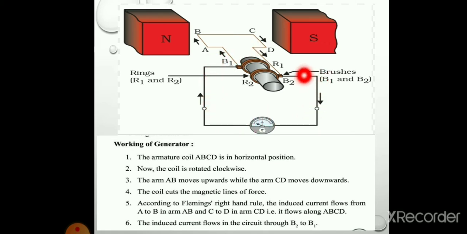Okay. So because from the end A it is moving out, the current is moving from B1 to B2, because in the second half cycle, the current is along DCBA. So now the current is from B1 to B2. In the first half cycle it was from B2 to B1, in the second half cycle it is from B1 to B2. Thus after every half rotation, the direction of the current changes, hence it is called alternating current. So alternating current is produced in the electric generator, the AC generator.